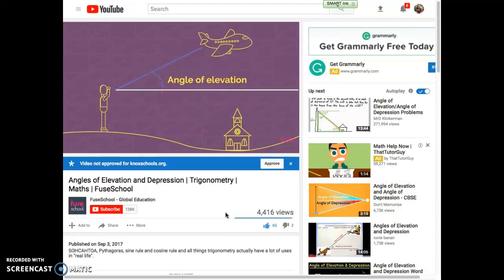If you're standing and looking up at an object, the angle from your horizontal line of sight up to the object is the angle of elevation. Whereas, if you're looking down at an object, the angle between your horizontal sight line and the object is known as the angle of depression. Be careful to remember that this is the angle of depression and not this. It's a common mistake to make.